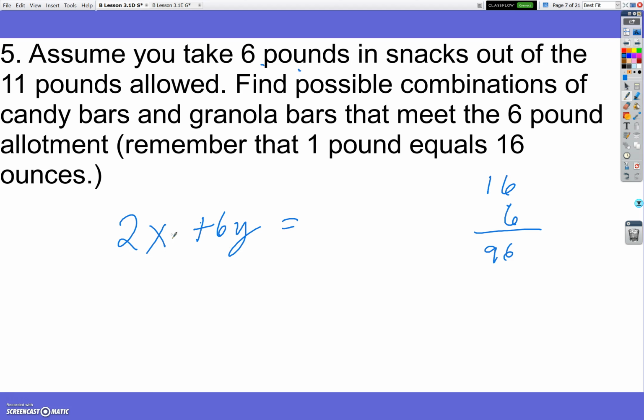Okay, so if I take my 6 pounds, I don't want it in pounds because my candy and my granola bar are weighed in ounces. I need to convert my 6 pounds into ounces by multiplying it by 16. 16 times 6 is 96. This is the equation that we are going to use to find out possible scenarios. So if you look at this, guys, I hope this makes sense. You can have 2 ounces per candy bar, 6 ounces per granola bar, and you can have a total of 96 ounces, which is equivalent to 6 pounds.